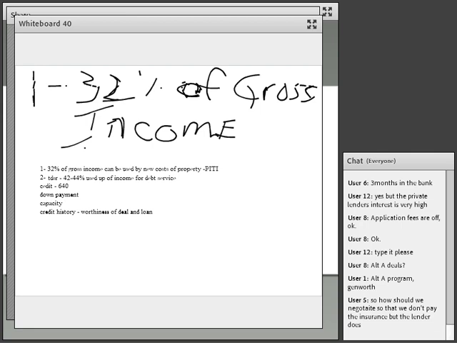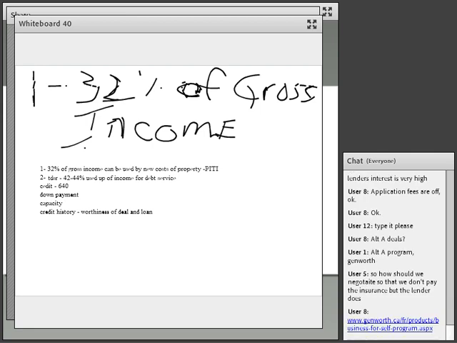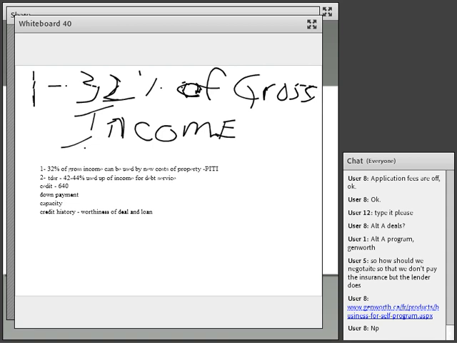Well, if you're putting down 20%, there's no fee. There is no insurance fee. If you're using that Alt-A program through Genworth, there's going to be a minimal fee. Thanks, John. John's put up the link straight to the Genworth.